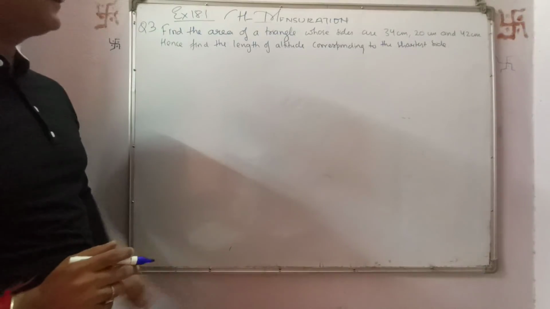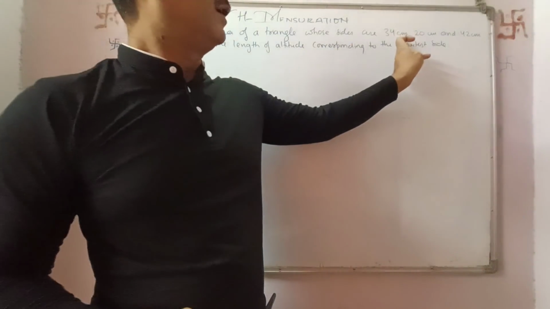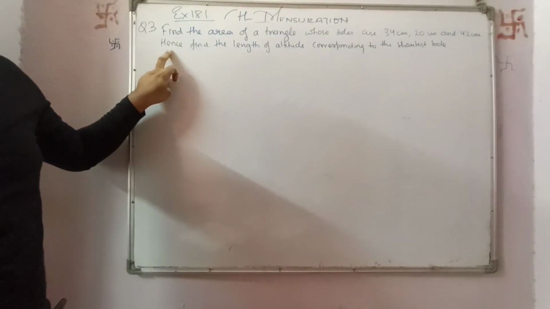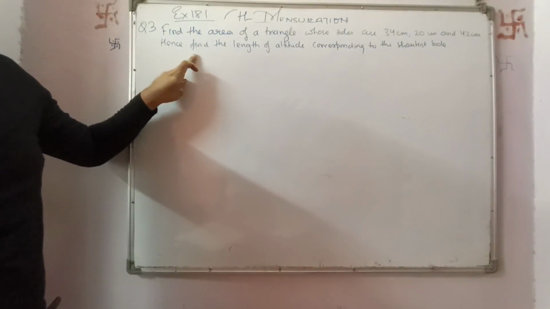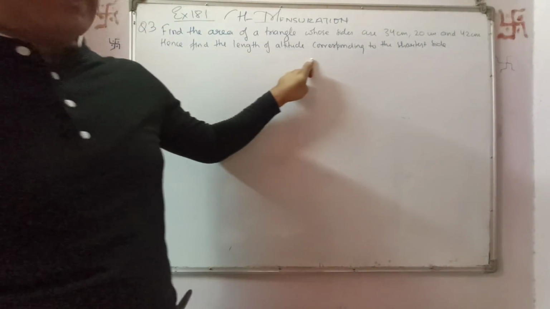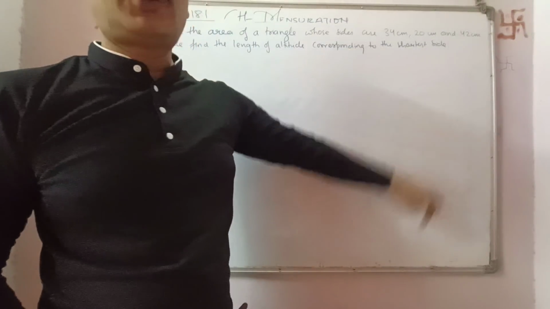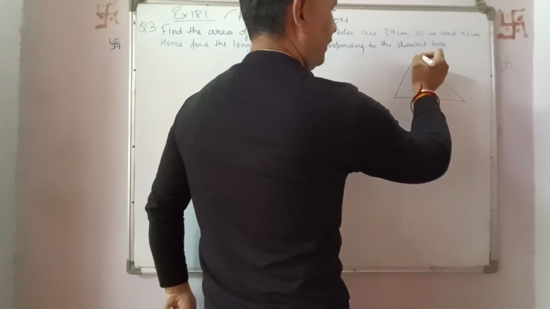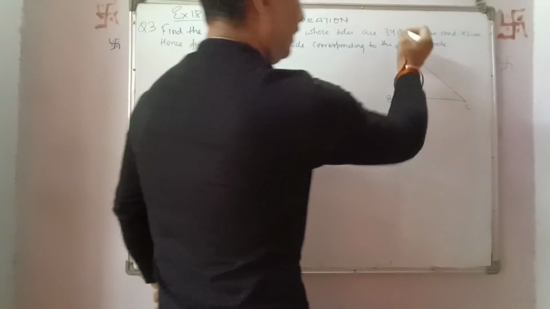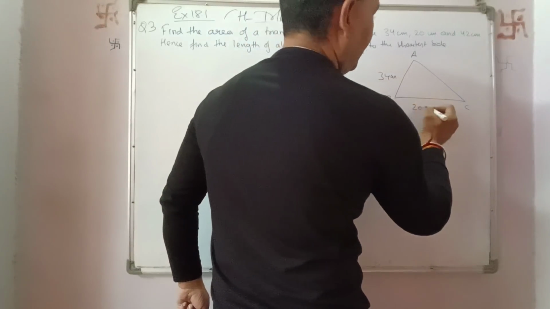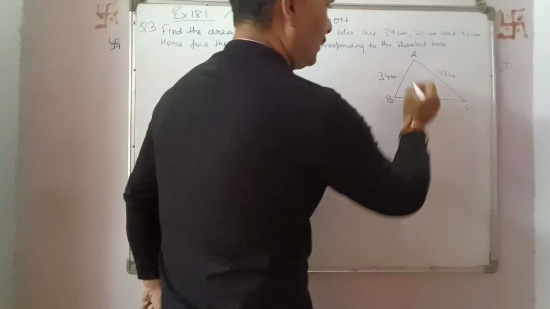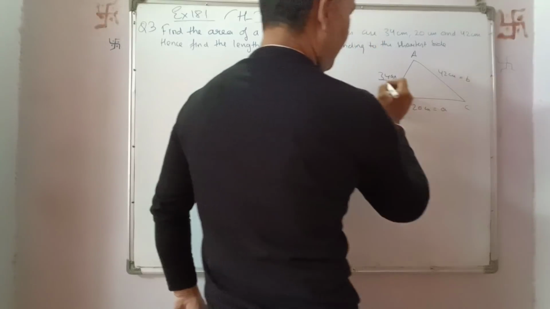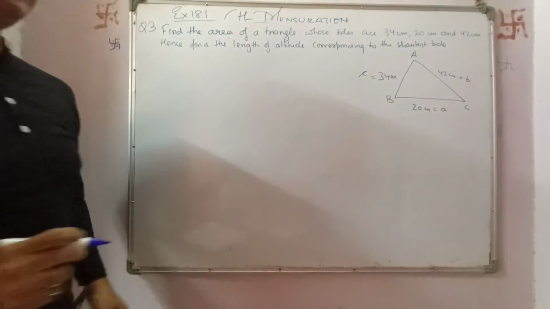Okay, I'm taking this question. Find the area of a triangle whose sides are 34 centimeter, 20 centimeter and 42 centimeter. And then the question is extended a bit, and hence find the length of the altitude corresponding to the shortest side. Let us draw any triangle, a simple rough figure, say A, B, C, with sides 20 centimeter, 42 centimeter and 34 centimeter. So from this figure we can easily get A is equal to 20, B is equal to 42 and C is equal to 34 centimeter.